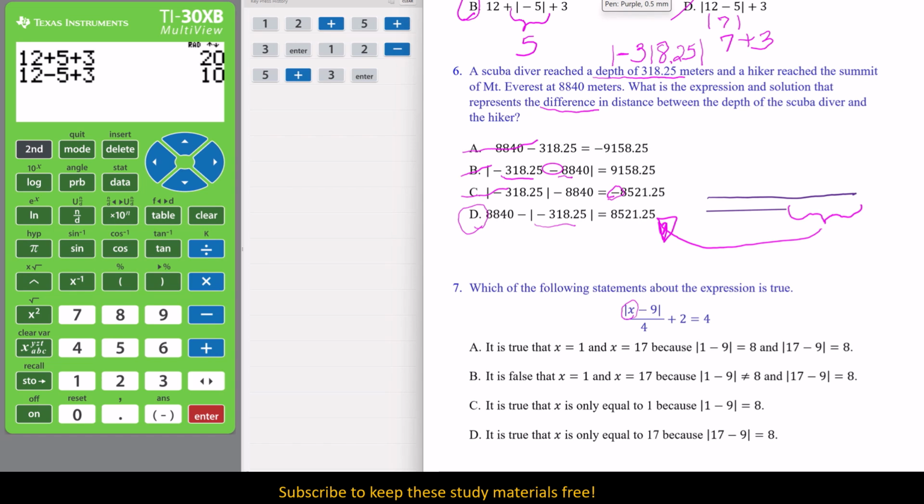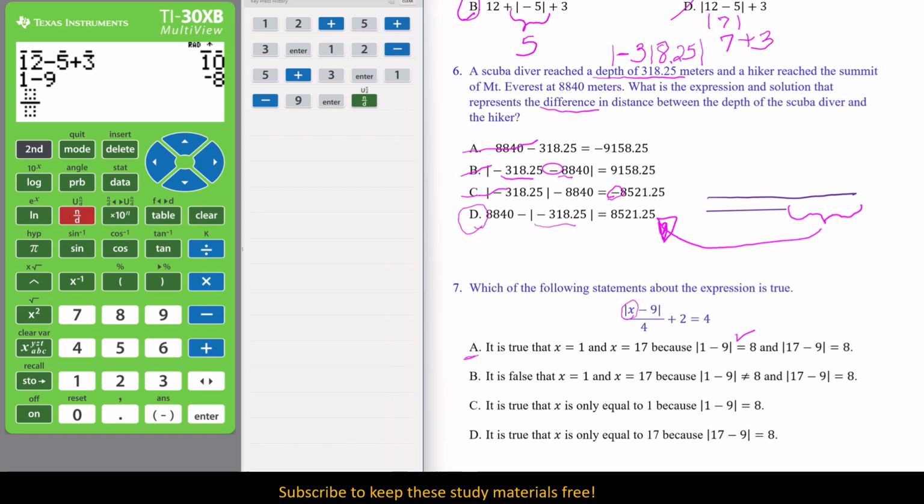A says it is true that x equals 1 and x equals 17 because the absolute value of 1 minus 9 is 8 and 17 minus 9 is 8. I kind of believe that. But how do we find out? Well, we put it in the calculator. Well, 1 minus 9 equals -8, but the absolute value is 8. And that makes sense. But we have to put that in the calculator the way we see it.